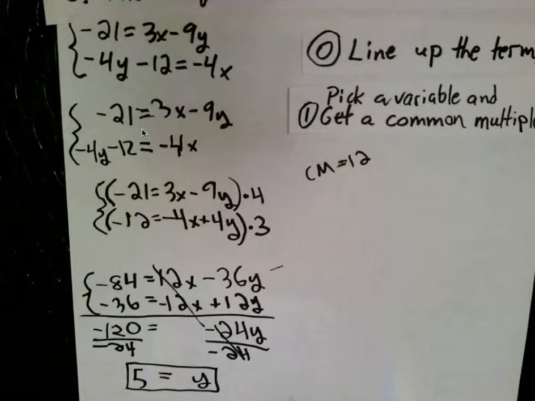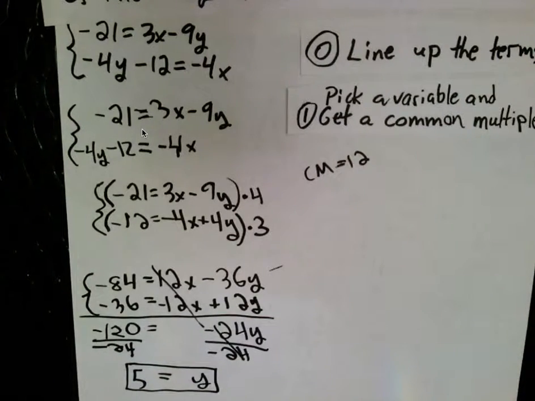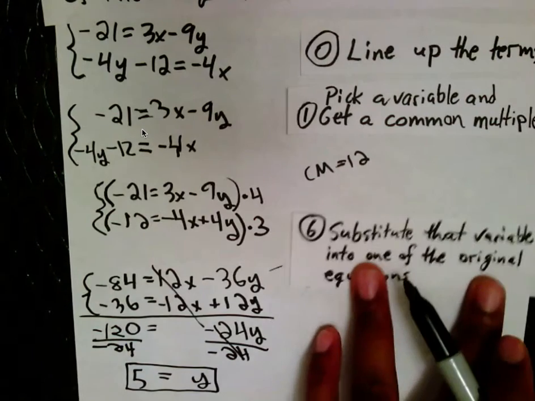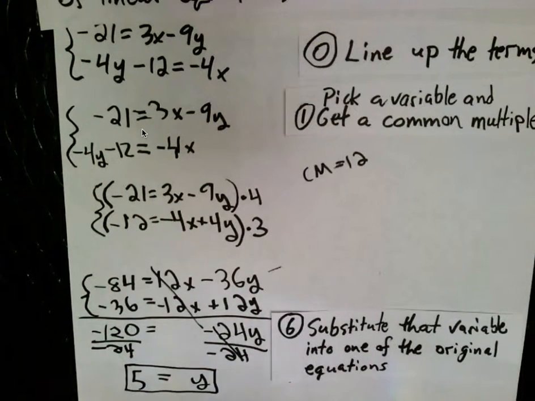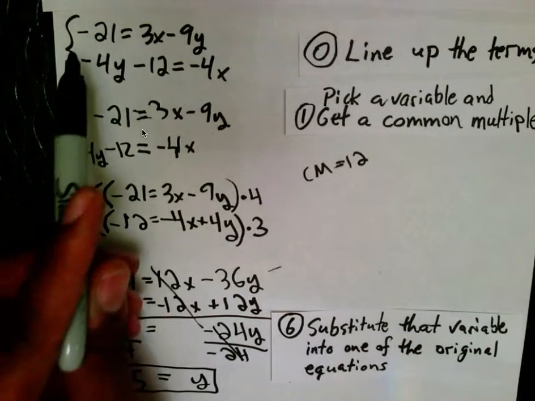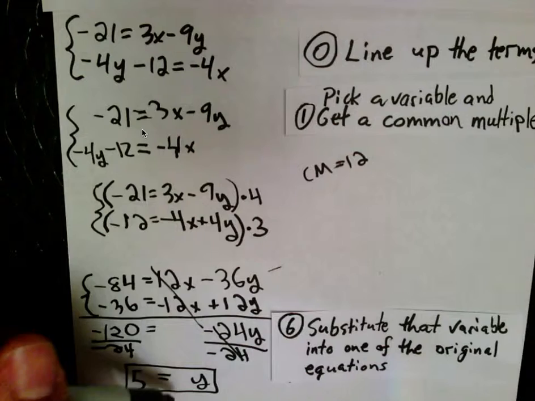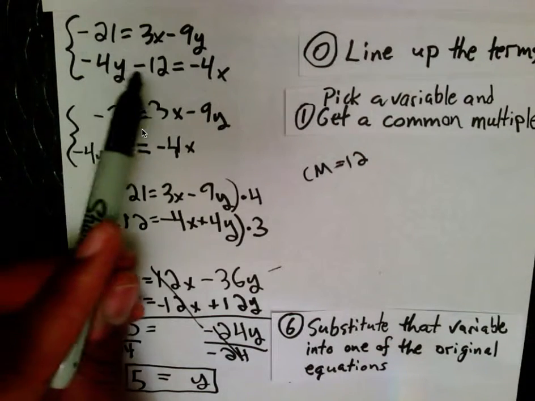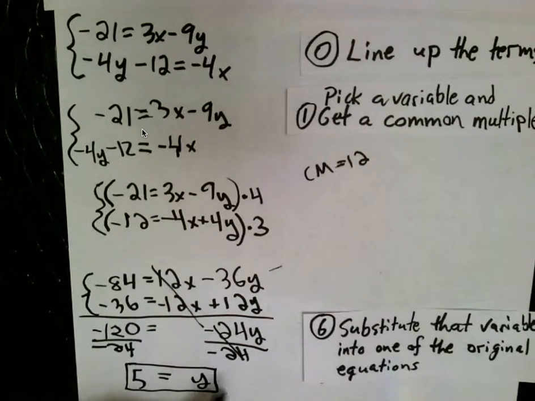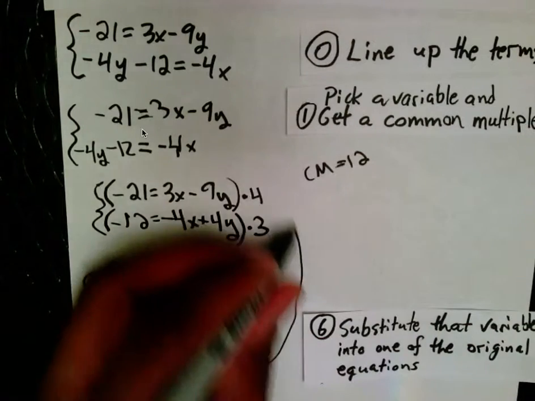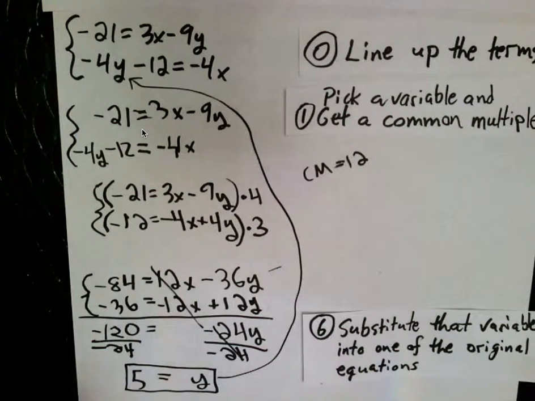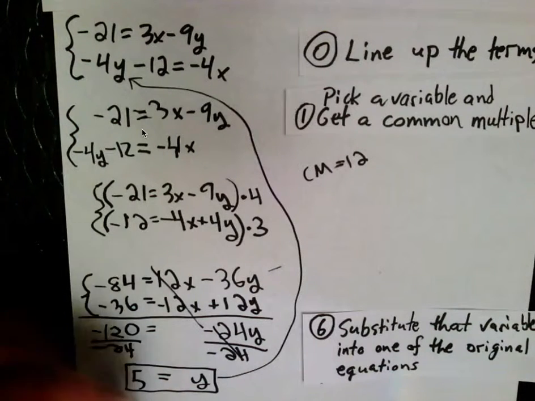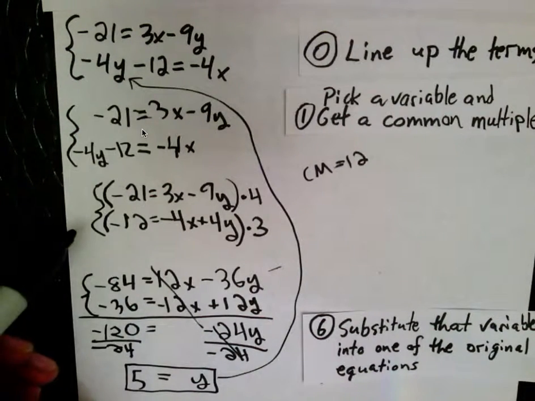So now we know that y equals 5. We have solved for y. Now I want to substitute this 5 into one of the original equations. So my original equation was up here, and now that I know that y equals 5, I can just plug that 5 into the original equation, and I can solve for the other variable.